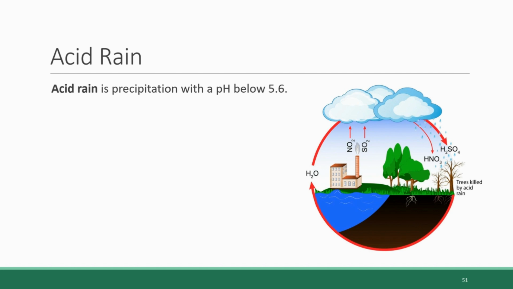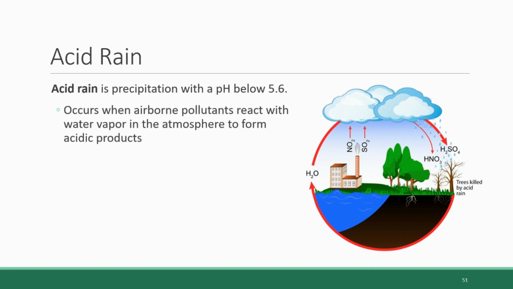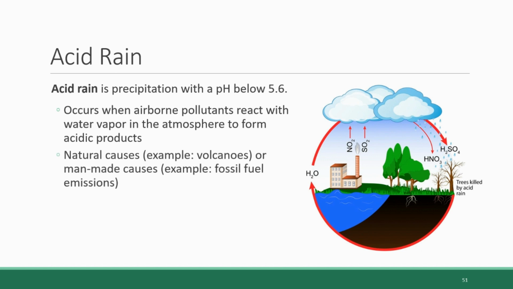But when other airborne compounds react with water in the atmosphere and generate acidic products, then the pH of the water droplets can go much lower than 5.6, dangerously low to the point where the precipitation is harmful to living organisms and the environment. And this can occur due to both natural sources of pollutants like volcanic eruptions or man-made sources such as emissions that are brought about by burning fossil fuels.